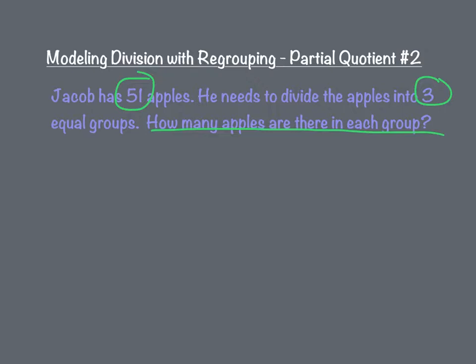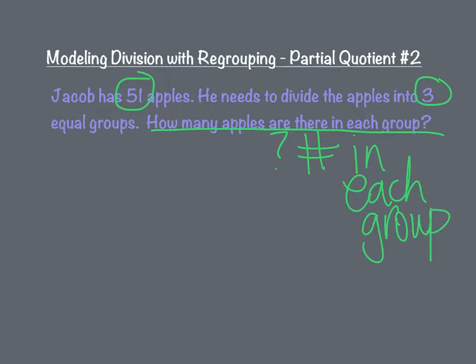Okay, so I know the total number of apples. I know how many groups. I'm trying to figure out what? What is my unknown? Good. My unknown is the number in each group. Now remember, I write, you write, so you should be writing everything down. Let's put this in a word problem structure format so I can label my unknowns. Then we're going to solve it.